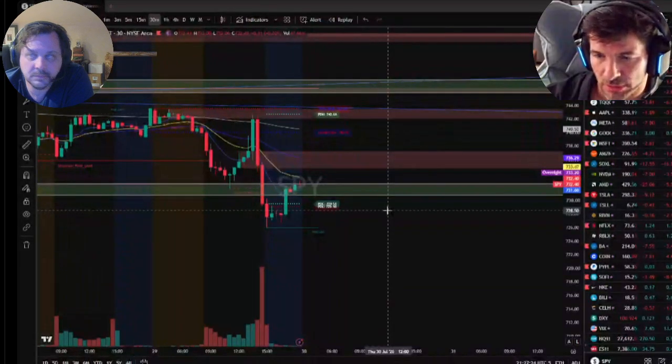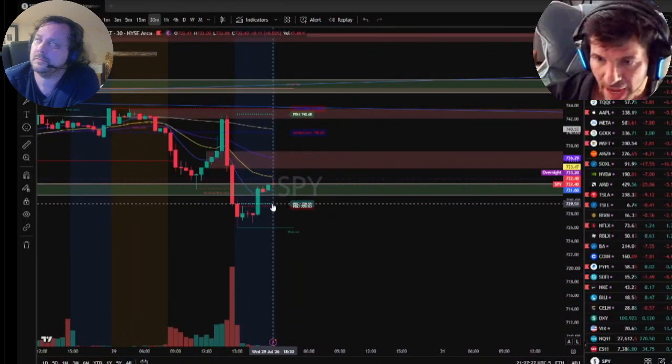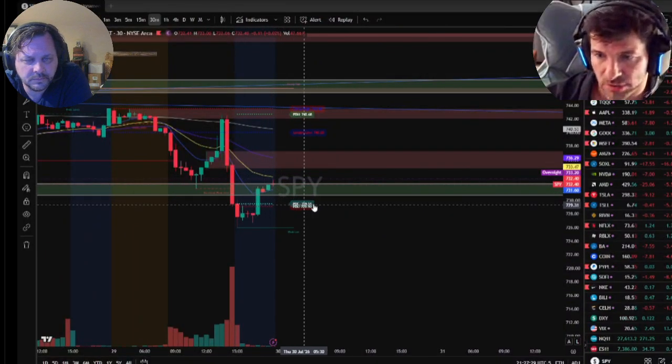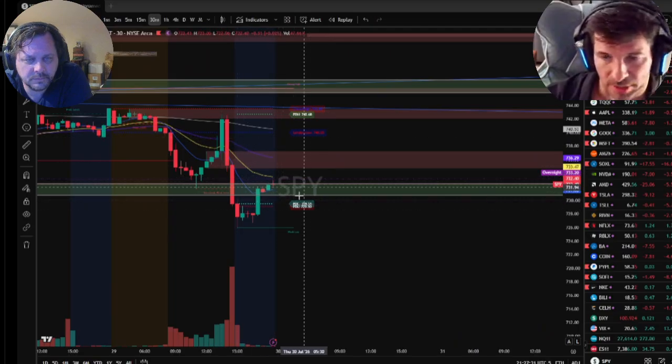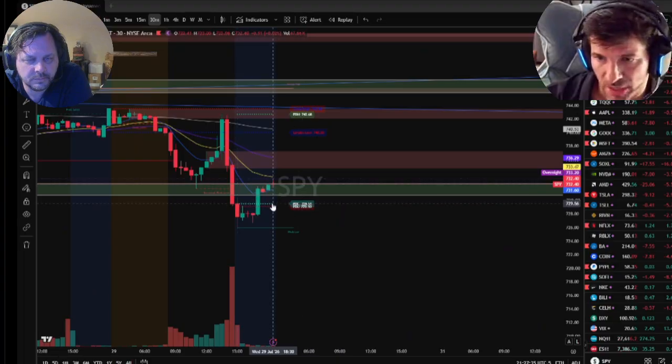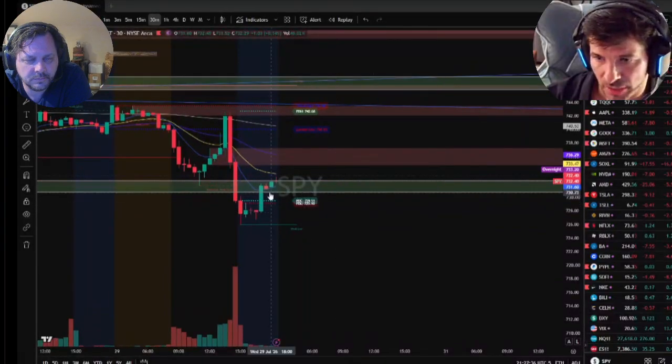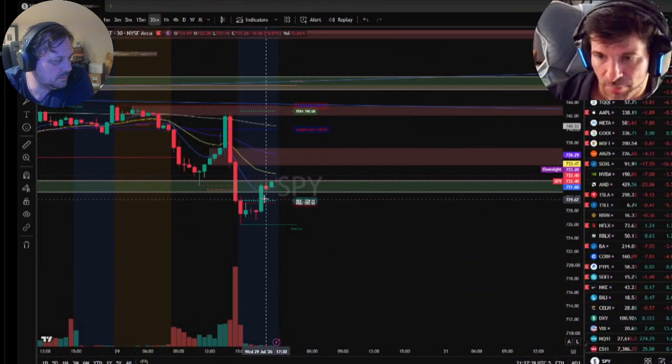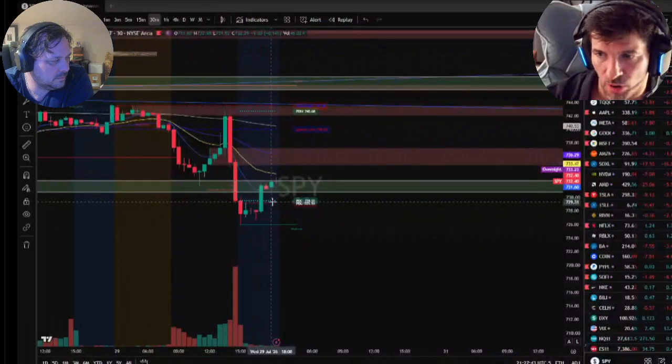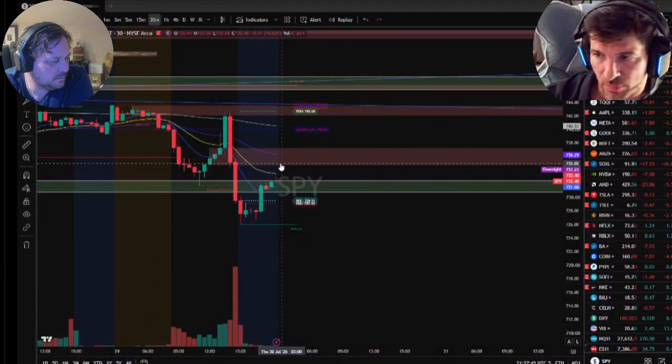What do we need to do? I use the previous day close. I don't have VWAP here. I use VWAP a lot too. This is what I use on day trading. If we are above the previous day close, and if we are above VWAP, I'm going to be bullish.